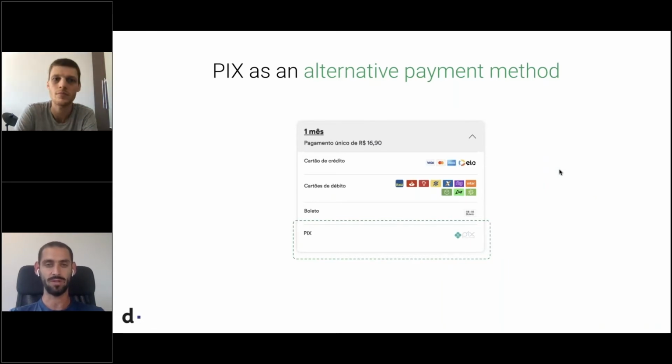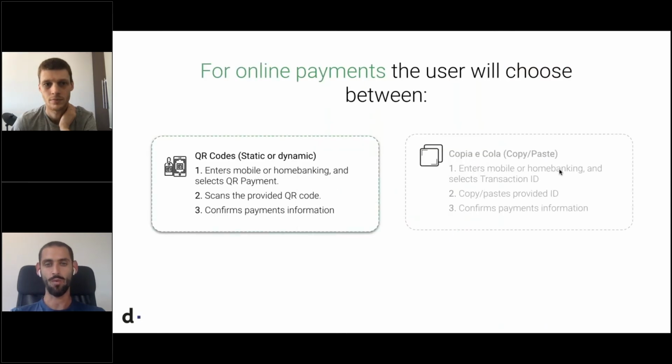So on your checkout, what you are seeing here on the screen is that on your checkout, as you today display, for example, in Brazil, different credit cards or debit cards or Boleto Bancário, that is very, very common and used in Brazil, then there will be a new payment method that you can add very easily. That will be PIX, a PIX payment. So when the user clicks on PIX payment, there will be two different possible scenarios. One is paying with QR code, another one is copying and pasting.